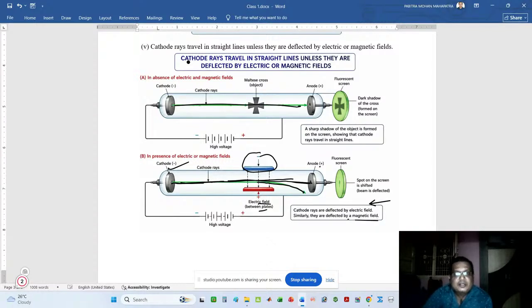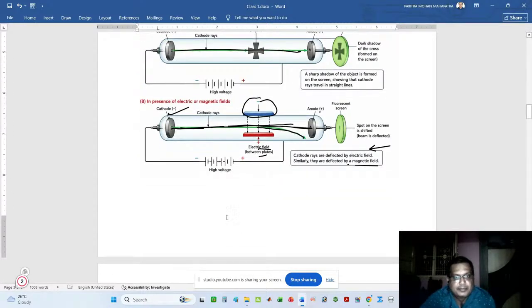So here the point I have written is that cathode ray travels in a straight line unless they are deflected by electric or magnetic field. When you keep an electric or magnetic field, then the cathode ray changes its direction. The cathode ray deviates from the straight line path.